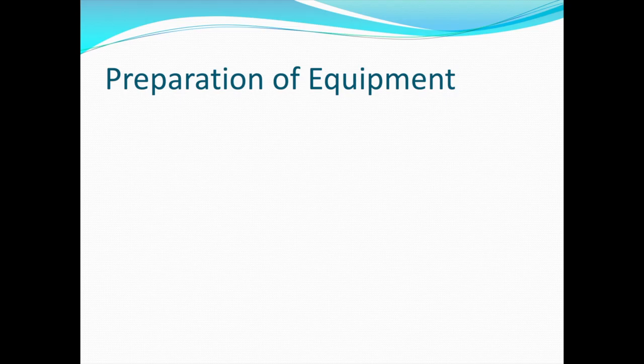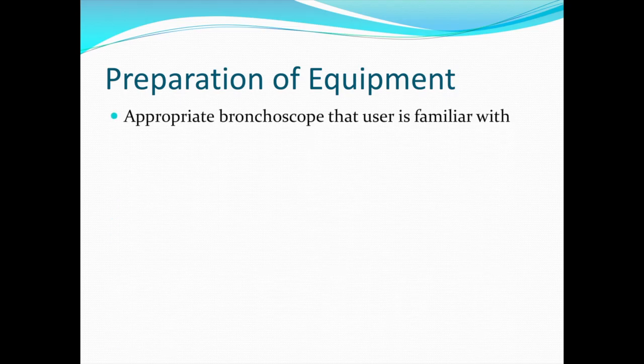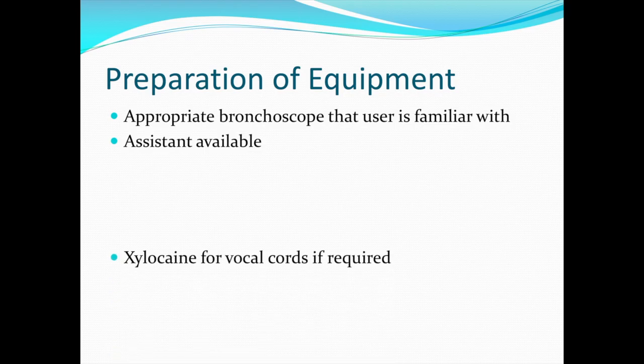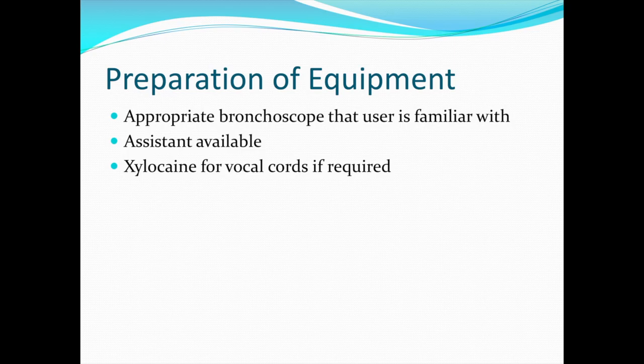I'm now going to talk to you about preparation of the equipment. Before you start the procedure, ensure that you have an appropriate bronchoscope with which you are familiar, and also ensure that you have an assistant available who can help you with the procedure. In our unit, we have some ODPs who are trained to help us. However, in other places, this may be the bedside nurse who's looking after the patient. You may also require some xylocaine to anesthetize the vocal cords.